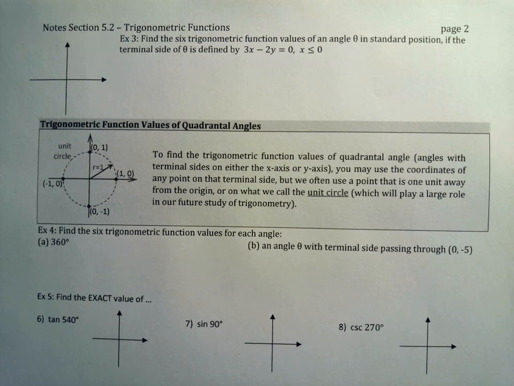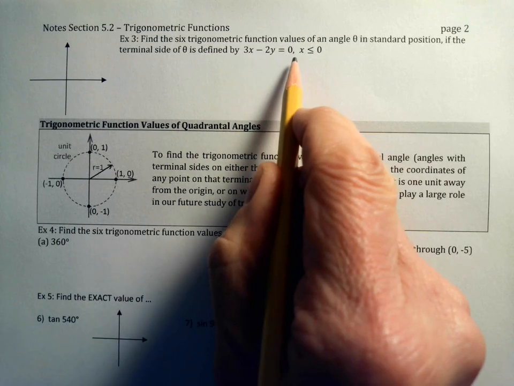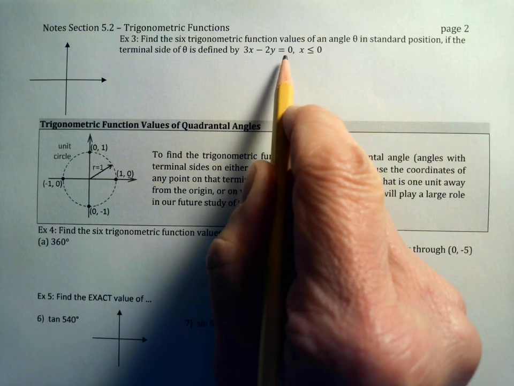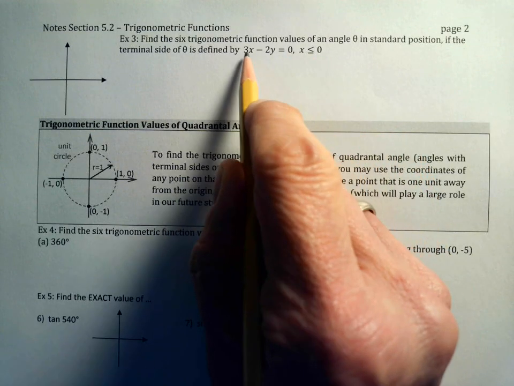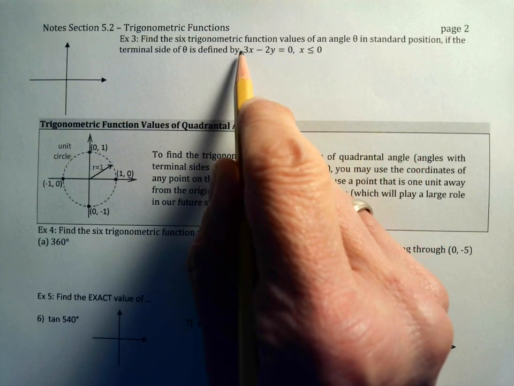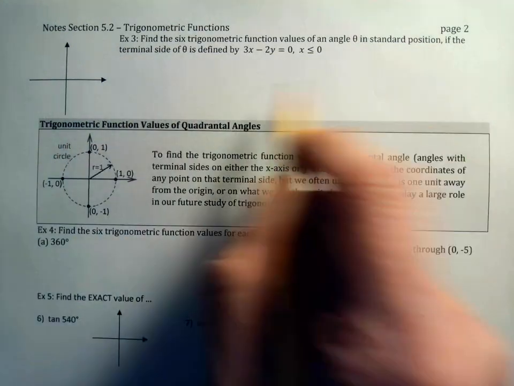Find the 6 trigonometric function values, or ratio values, if you will, of an angle theta in standard position if the terminal side of theta is defined by this linear equation, where, of course, x is less than 0. So let's graph this line, essentially. So let's do this. I'm going to do it over here so I have room to write my answers for my trig ratios.